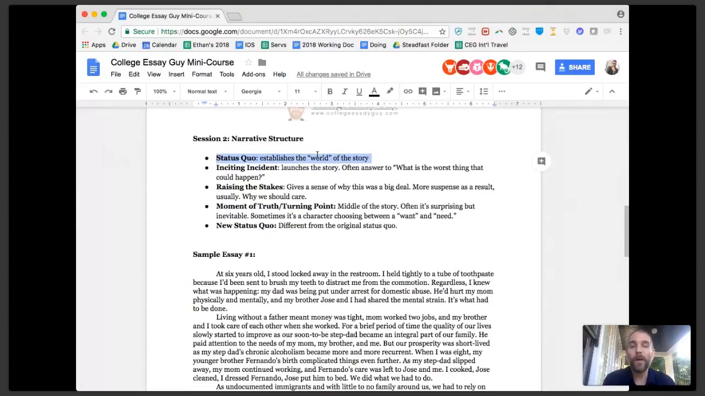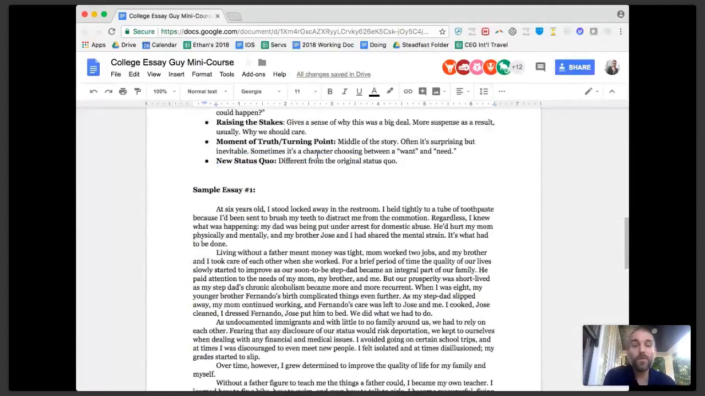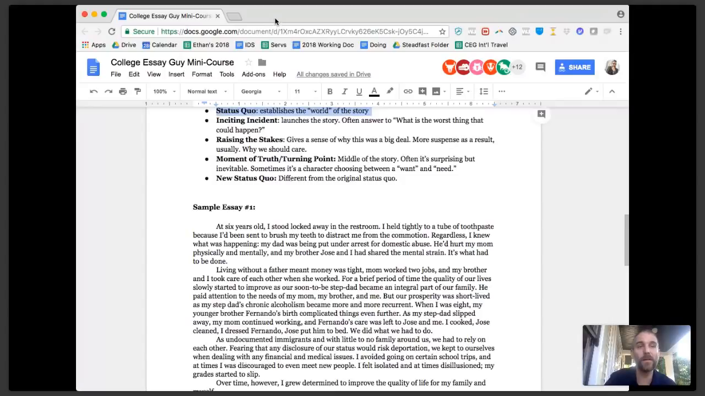Living without a father meant money was tight. Mom worked 2 jobs, and my brother and I took care of each other when she worked. Okay, raising the stakes. Now, not only is dad gone, but now money's tight. Mom has to work 2 jobs. For a brief period of time, the quality of our lives slowly started to improve.